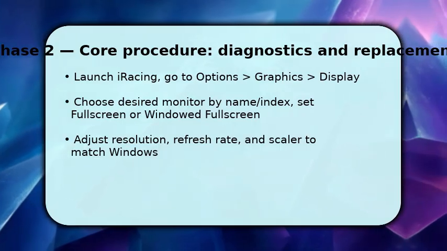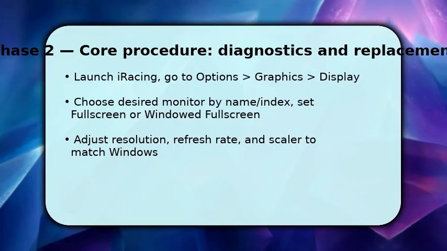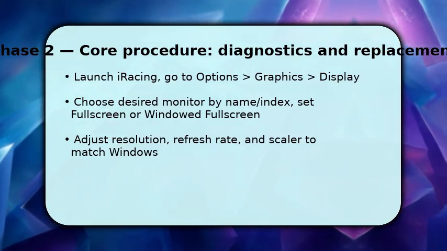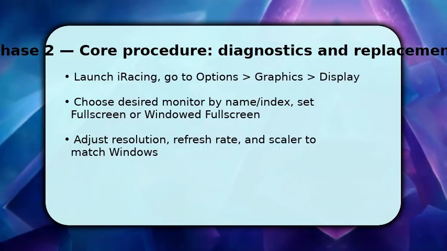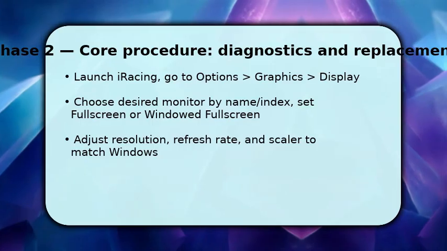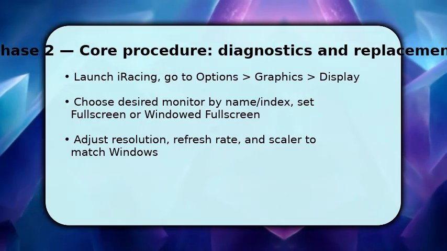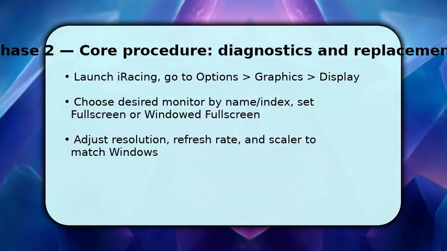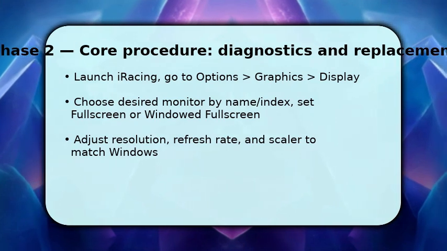Choose full screen for best performance. Windowed full screen works if you need overlays. Match the resolution and refresh rate to Windows to prevent mode switches. Once selected, apply changes and let the game reinitialize the render. This forces the GPU and iRacing to bind to the new output rather than fall back to a generic adapter.